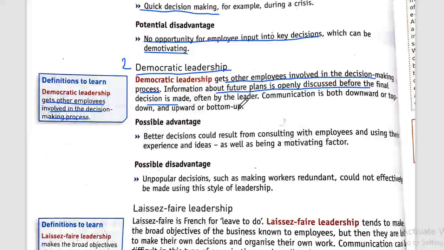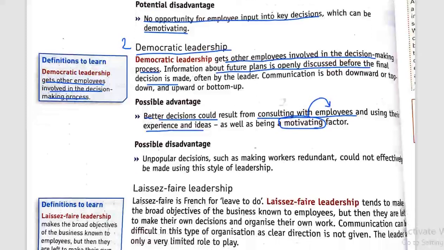So democratic leadership is the contrary of autocratic. Employees have a voice. They can talk. They can send their feedback. They can be part of the decision. The advantage is better decisions, because we are consulting a lot of employees and using their experience and ideas, and also we can motivate the employees because they are now involved in the decision-making process.